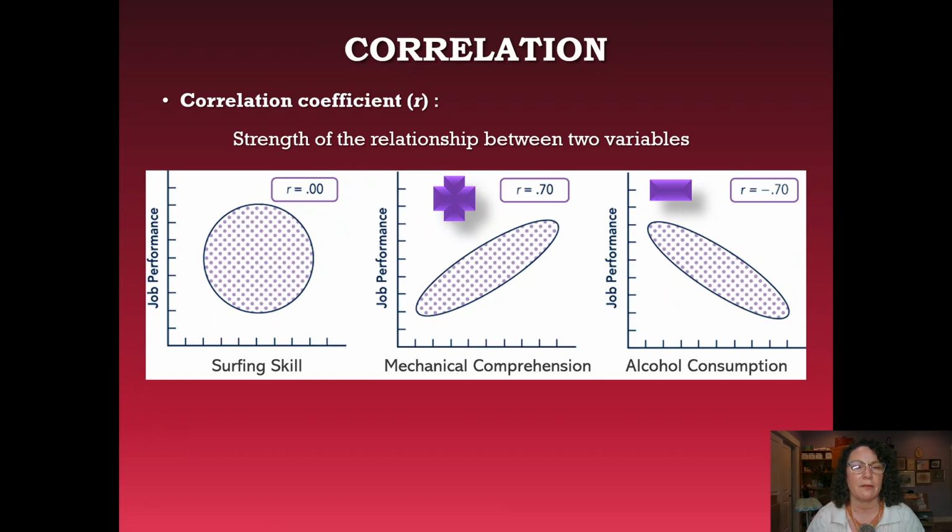So there are different ways that the correlation coefficient might appear. So here on the left, on all three of them, the y-axis is job performance. On the left, I've got surfing skill being correlated with performance on whatever job this is. And you'll notice that everybody's sort of just randomly distributed, kind of in a circle. The correlation coefficient is 0. There is no relationship between surfing skill and whatever this job is that we're assessing. Obviously, the job is not surf instructor. So that's a non-correlated.